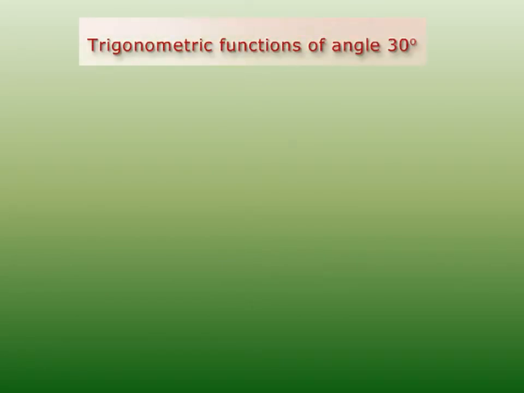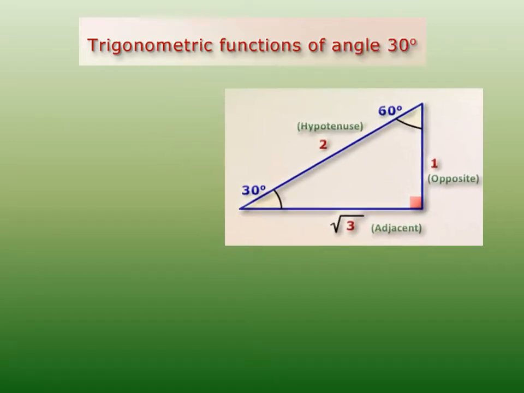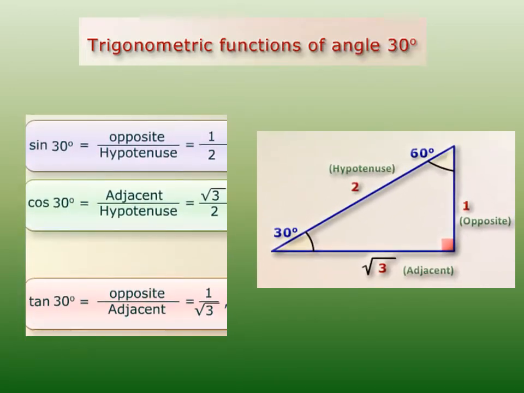Trigonometric functions of angle 30 degrees. Sine 30 equals opposite over hypotenuse equals 1 over 2. Cosine 30 degrees equals adjacent over hypotenuse equals root 3 over 2. Tan 30 degrees equals opposite over adjacent equals 1 over root 3 or root 3 over 3.